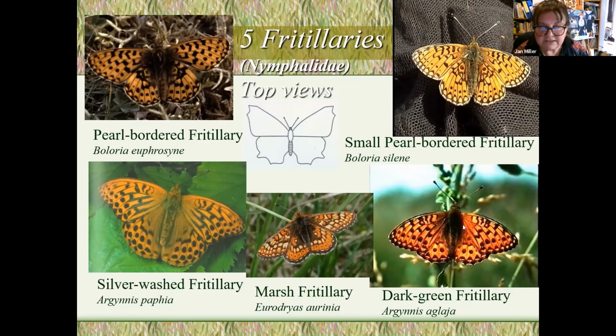Then we've got the dark green fritillary, which lives in similar areas. It's a faster flyer. It flies quite high up, and it's much more reddish orange. And when you see the underside, which I'll show you in a minute, it has green on it, which is where it gets its name.